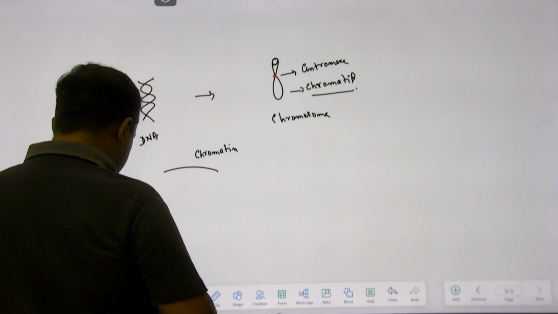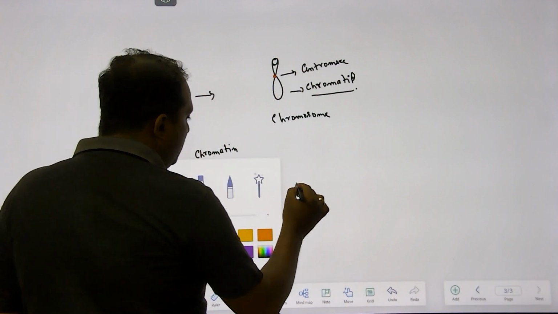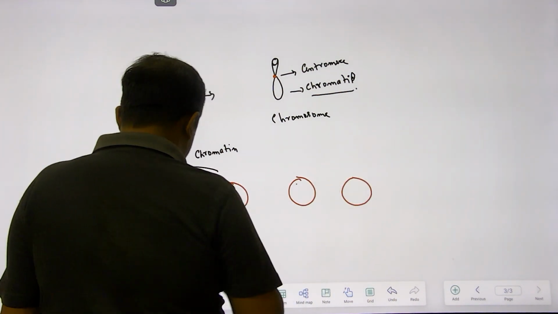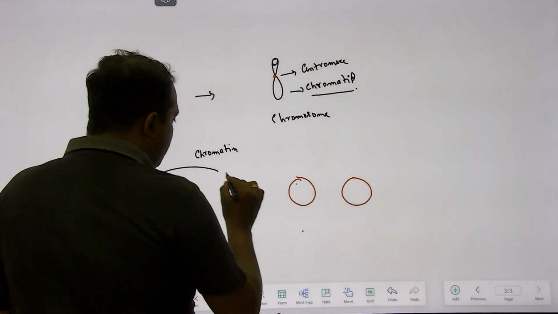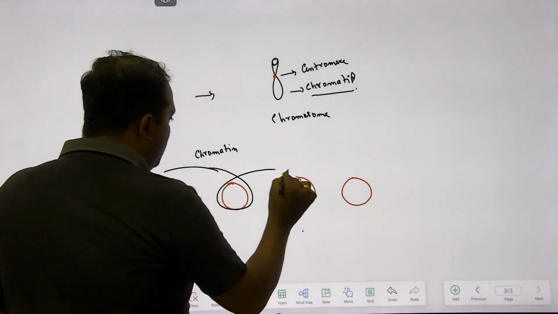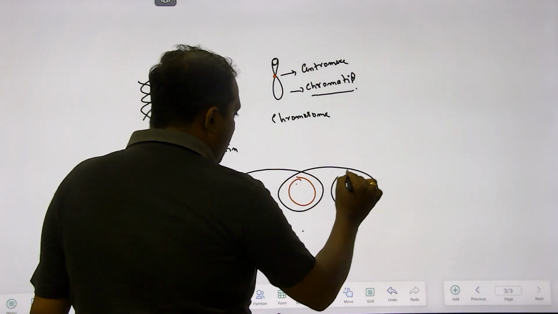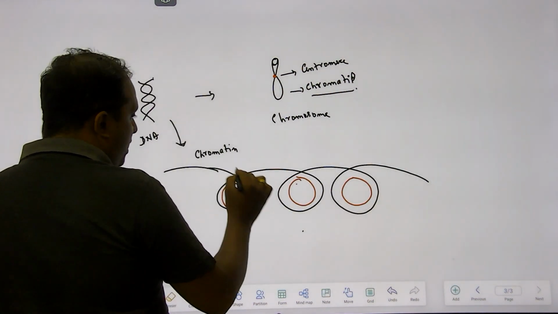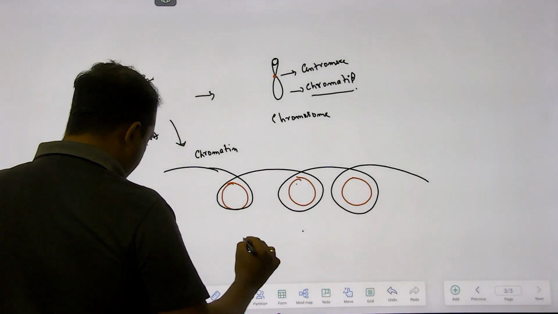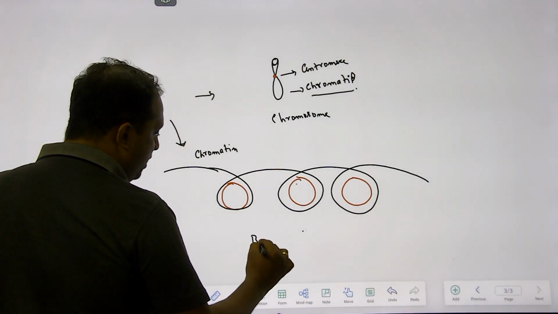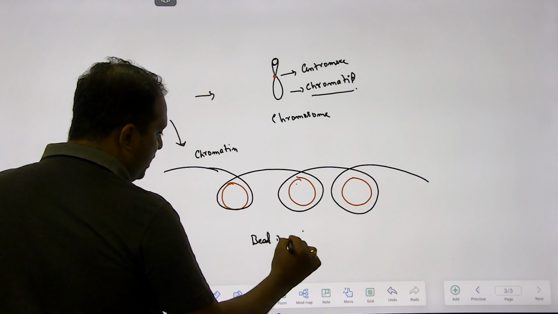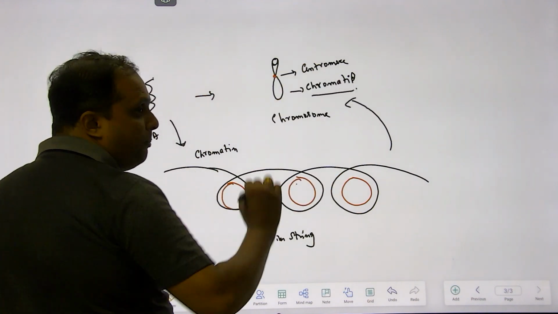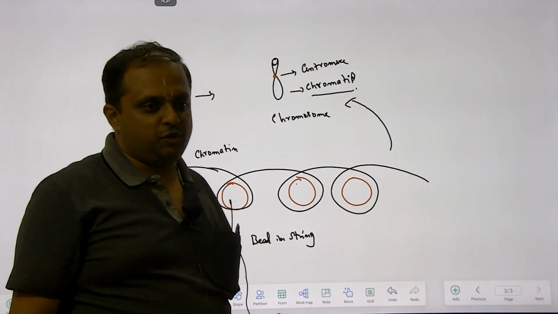and chromatin wounds around a protein called histone, like this. So you have a histone, okay. What happens, you could see here that chromatin wounds around histone like this. Then this structure, DNA takes this form, that is, it is called a bead and string appearance, and from this structure we end up with a further compact structure called chromosome, right?